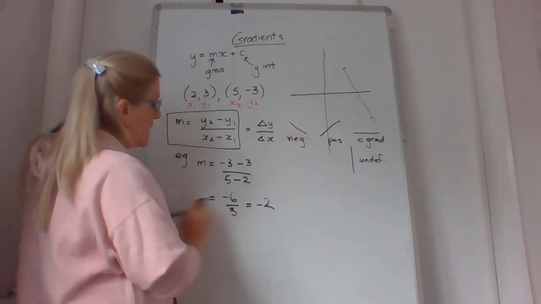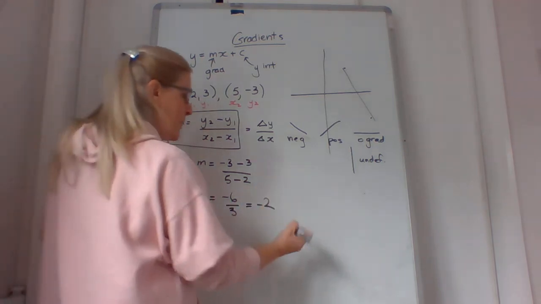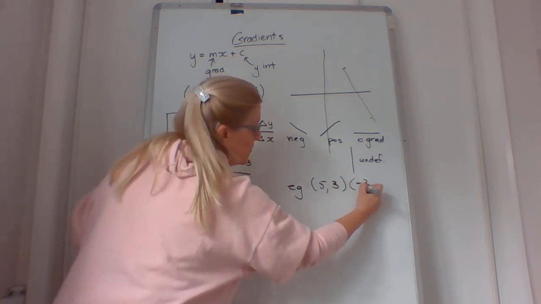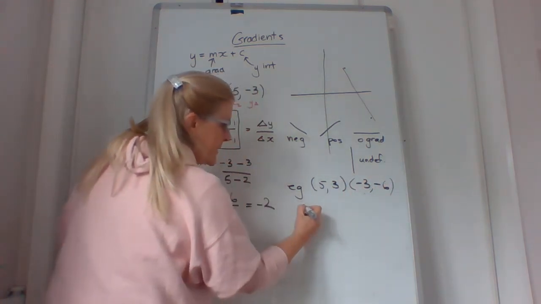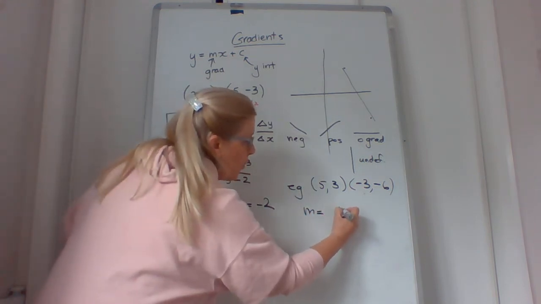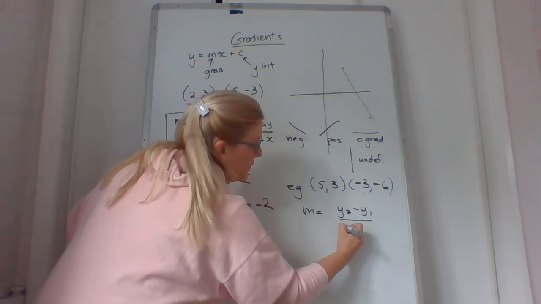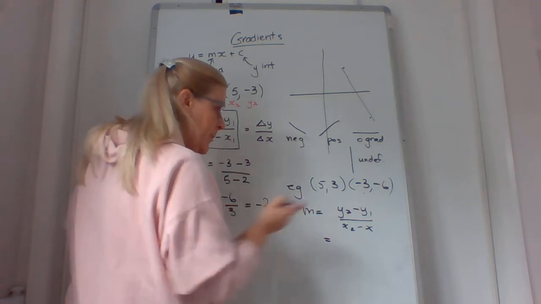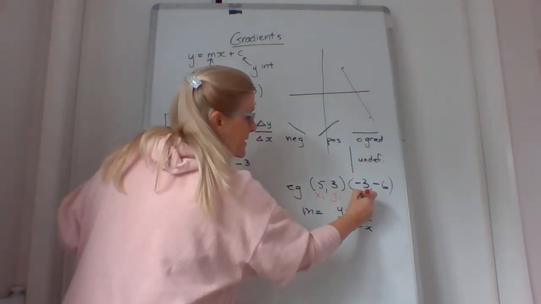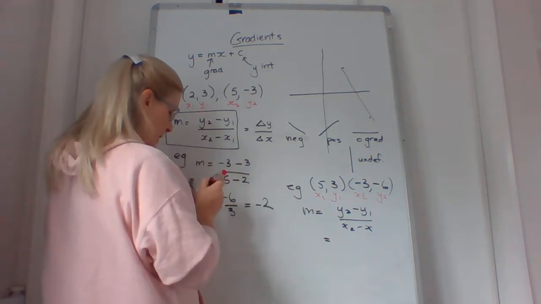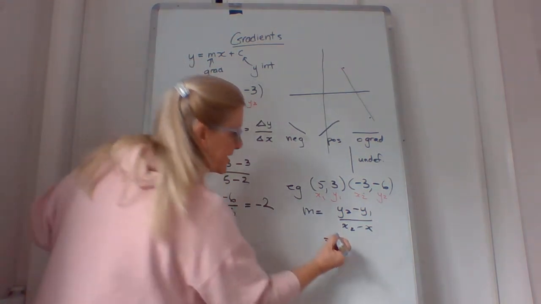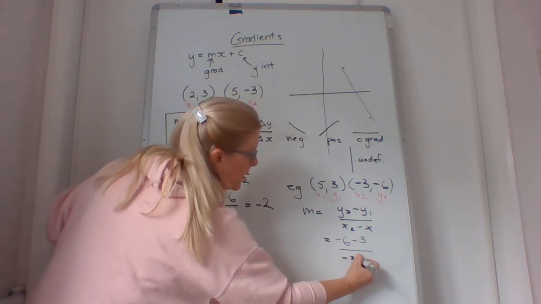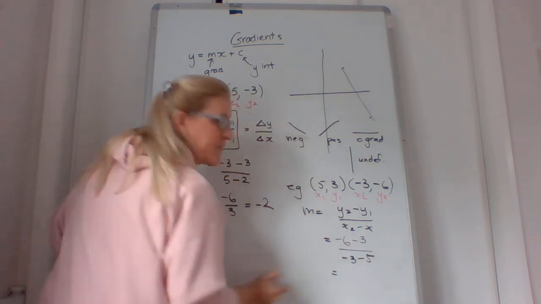Each time. So let's have a look at one more, for example (5, 3) and (-3, -6). So the gradient m equals y2 minus y1. It's good to write the formula out each time. So y2 over x2 minus x1. Label them: x1, y1, x2, y2. Good. So we've got y2 is -6 minus 3 over -3 minus 5 equals -6 minus 3.